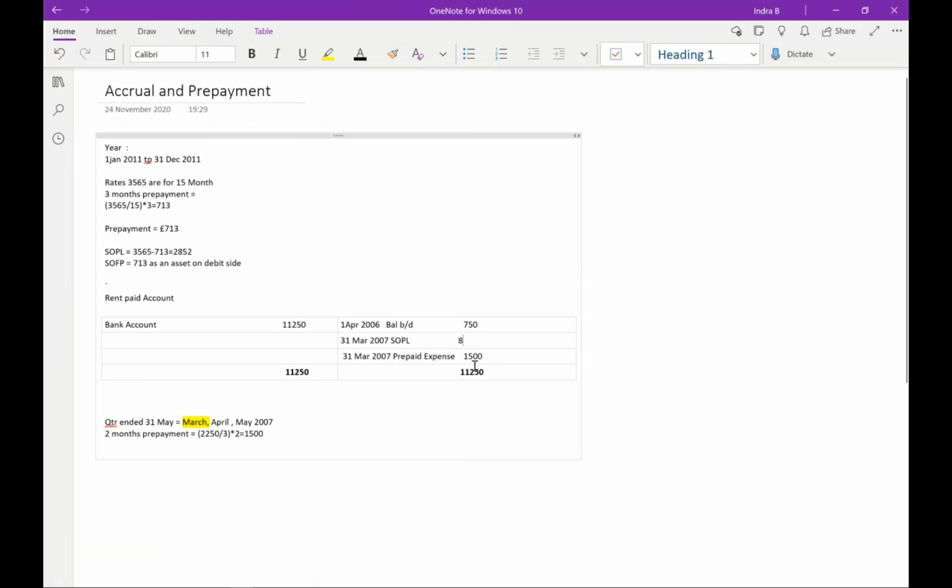Now how much does it come to? 9,000. Exactly. So in the exam, you may have to find out these figures. This is your answer. You have to pay attention to each and every detail. Okay. Let's try one more question.